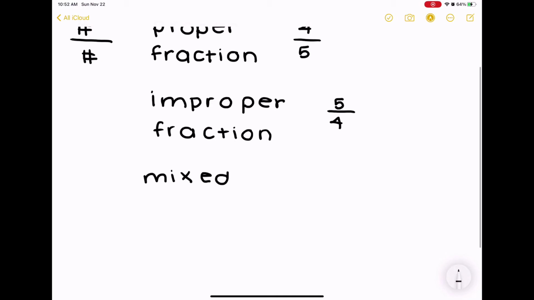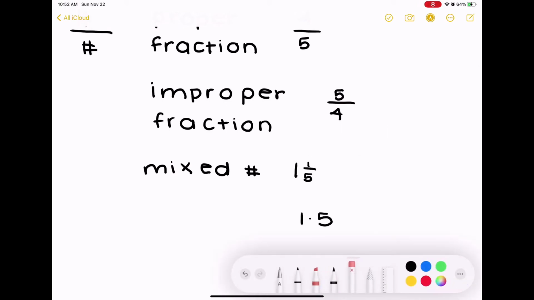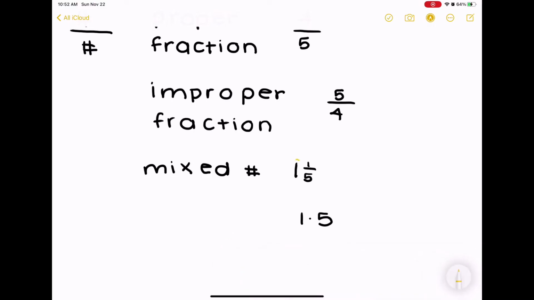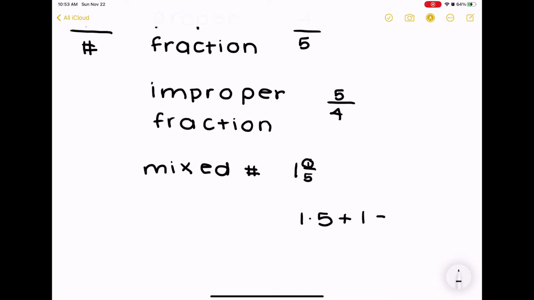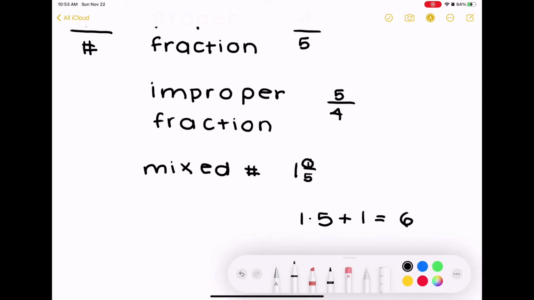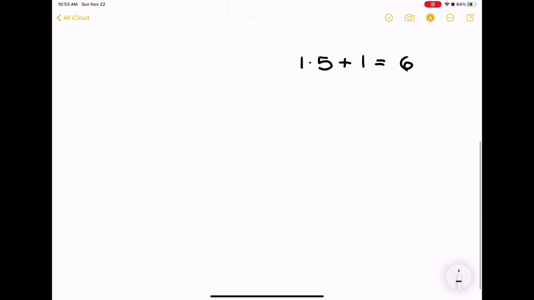Now, improper fractions do help when you're trying to multiply and divide fractions, because if you have a mixed number like this, it's so much easier when you're multiplying or dividing the fractions to use the improper form. But how would I make this into an improper fraction? Well, you multiply the number of wholes by the denominator, and then you add the numerator. So in this case, it's 6 over 5 for that improper fraction.